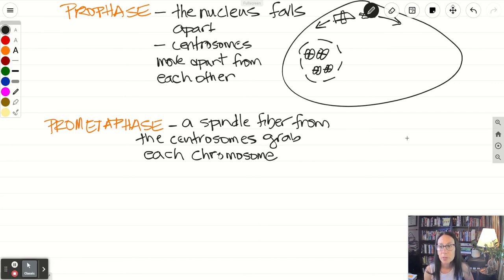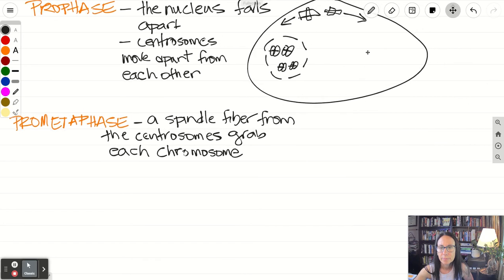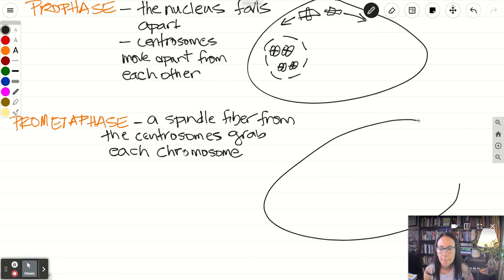Okay, so let me draw that. So here's my cell. There's no more nucleus, so the chromosomes are just floating around free. And the centrosomes are now on each side of the cell. So one's over here on this pole, this one's on the other pole. And I'm going to draw some spindle fibers in red just to make it look different.